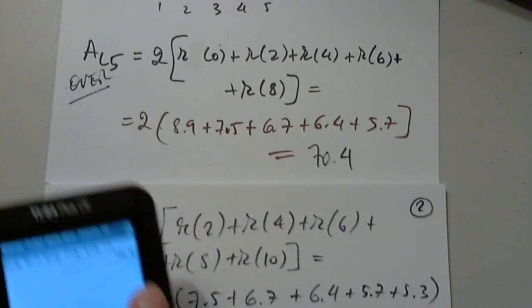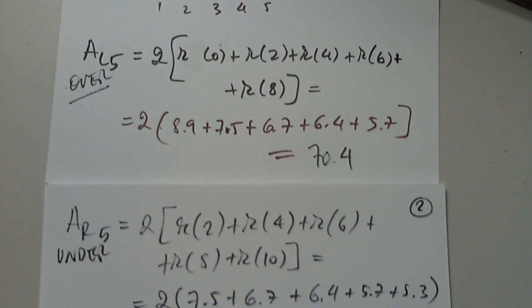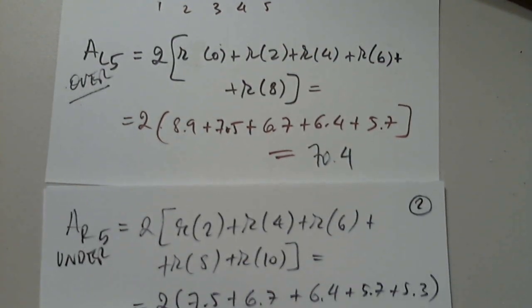And now let's see the under. 2 times 7.5 plus 6.7 plus 6.4 plus 5.7 plus 5.3, and I got 63.2.